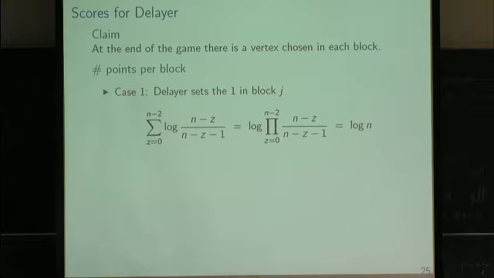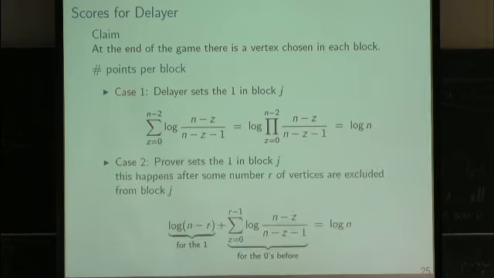And in case 1, if the Delayer sets the 1 in block J, then you know the Delayer is doing this only in the very end, if he's forced to do that. So he scores lots of points for all the zeros, and all the zeros were put by the Prover. So in fact, he scores this number of points, and then you see just this gives log n.